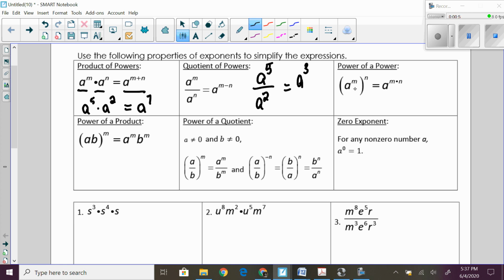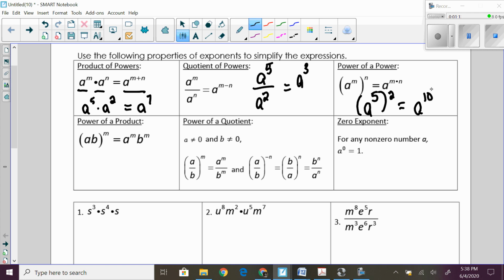Okay, power to a power. When we have a base raised to an exponent that is then raised to an exponent, we multiply. So for example, if we had a to the 5th, squared, we would keep our a, and 5 times 2 gives us 10.